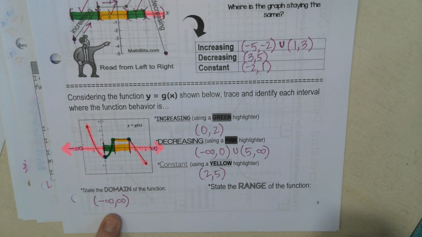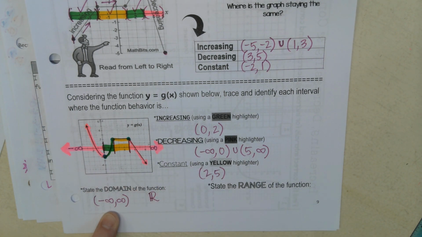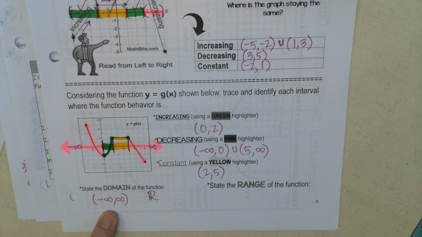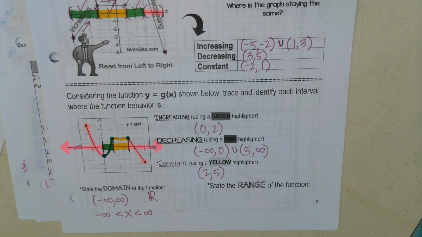You can say it like this. You can use that fancy R we talked about yesterday. Or you could say that your x values fall between negative infinity and positive infinity. Any one of those 3 notations is totally fine. Okay?